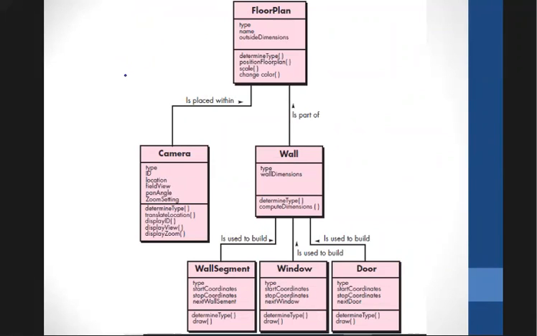That is, if suppose you're making a structure diagram for a floor plan, there's a class diagram for a floor plan whenever you're designing a particular floor. That is, within the floor plan, you're going to have different cameras, that is for security. You're going to have different walls. Within walls, you're going to have different types of walls. You're going to have wall segments, windows, and doors. For each and every class, you're going to have its attributes and the operations. Now if you see, the door is going to have the type.